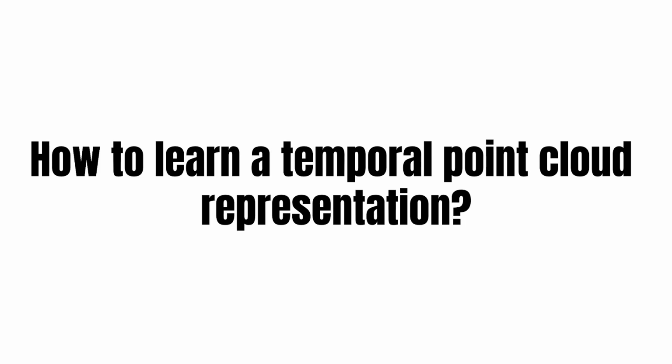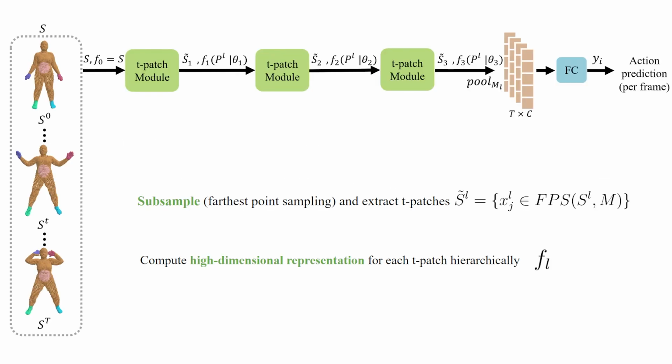for them? We propose a hierarchical structure composed of several T-patch modules. At the high level, an input point cloud sequence is fed into several consecutive T-patch modules that extract T-patches and compute a per-frame spatio-temporal representation by pooling over all T-patch features. This representation is then used within a classifier to output an action prediction per frame.